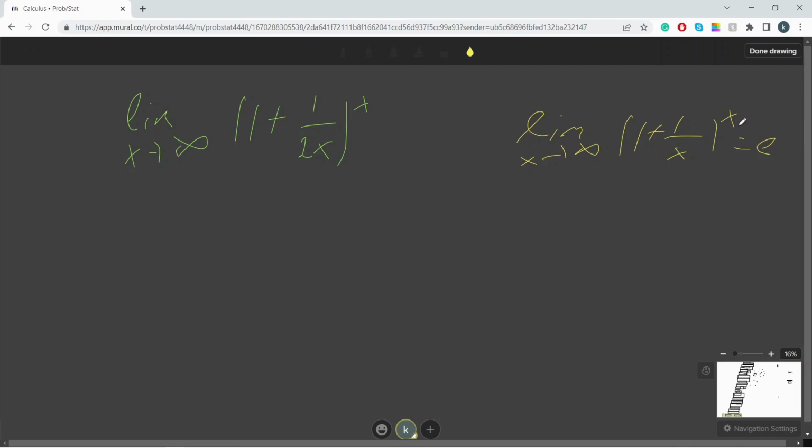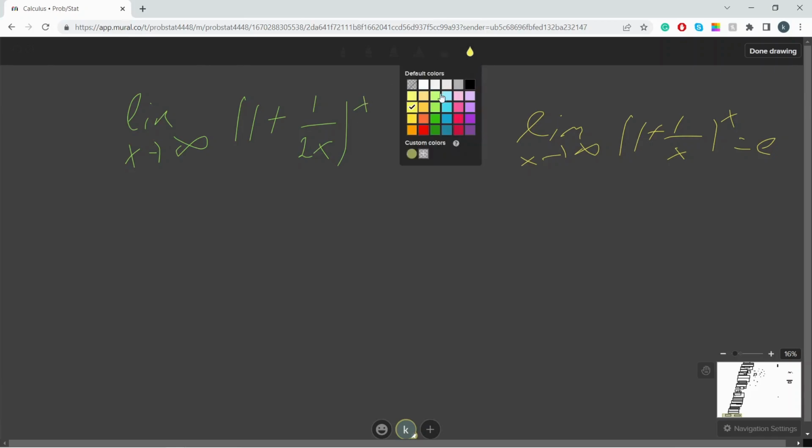And if you notice in this special limit, you have the limit as x approaches infinity of the quantity 1 plus 1 over x raised to the x approaches e. And you see that this x right here and this x right here are the same. So we have to somehow enforce that behavior through various manipulations in order to apply the special limit. So somehow, in this problem, we have to make a 2x appear here without changing the value.